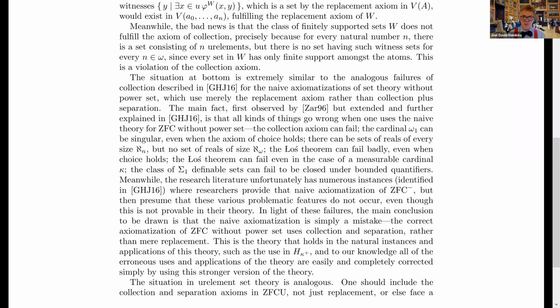And so in almost every case that I know of, the errors that appear in the literature because of those axiomatizations are completely corrected if you just change to collection, because they achieve collection in the models that they're looking at, and they're using the consequences of the collection version. And so the right axiomatization of ZFC minus is using collection and not replacement.